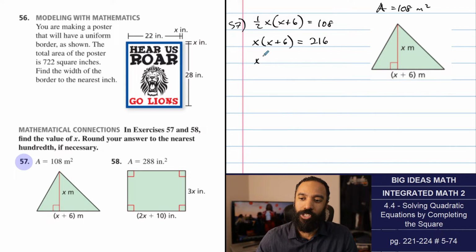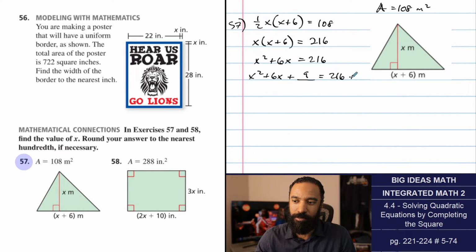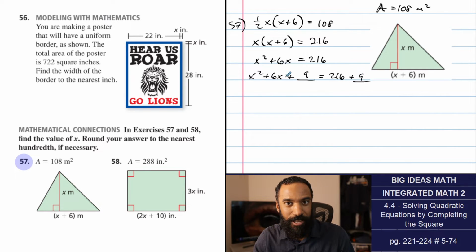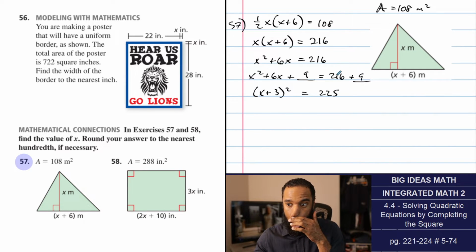Okay, anyway, I'm going to distribute this. I get x squared plus 6x equals 216. We get to now complete the square. x squared plus 6x plus 9 equals 216 plus 9. If I go too fast, tough, we already did this problem. This factors into x plus 3 quantity squared equals 225. It wasn't the same problem, but it was the same equation.